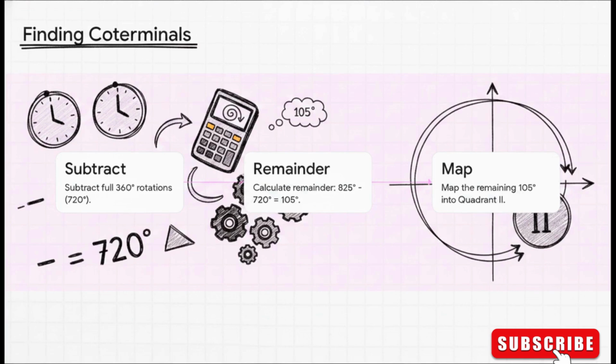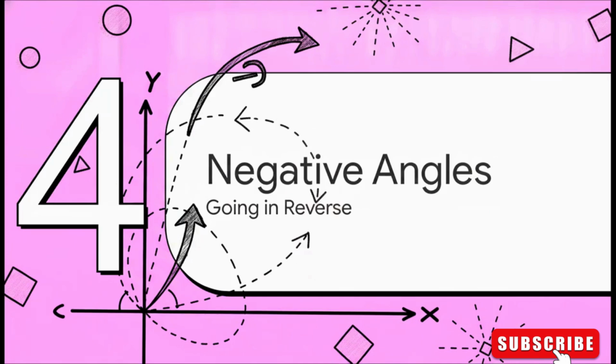First off, how many full 360-degree rotations can fit into 825? That'd be 2 full rotations, which gives us 720 degrees. Subtracting that 720 from 825 leaves us with a remainder of 105 degrees. And since 105 sits nicely between 90 and 180, we can easily pinpoint its final resting place right in quadrant 2.